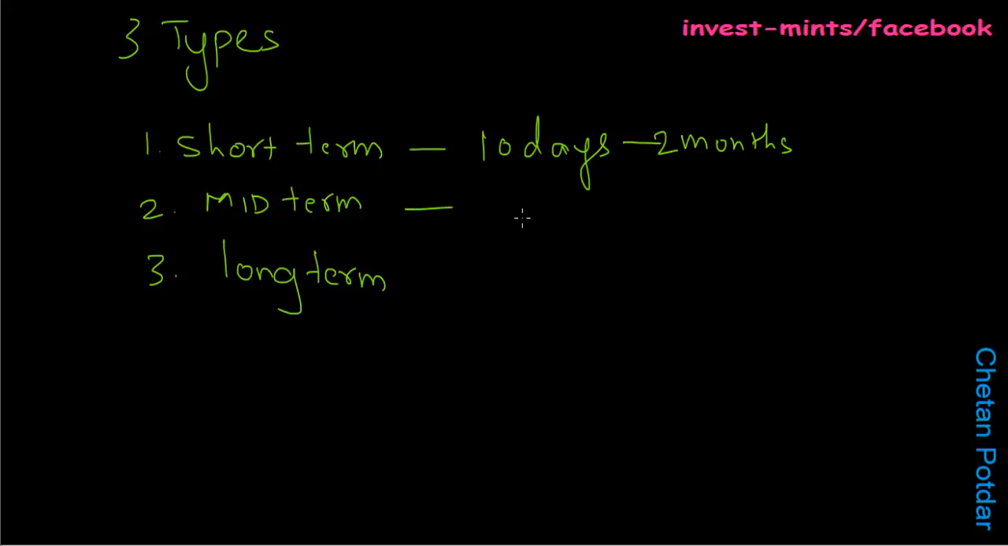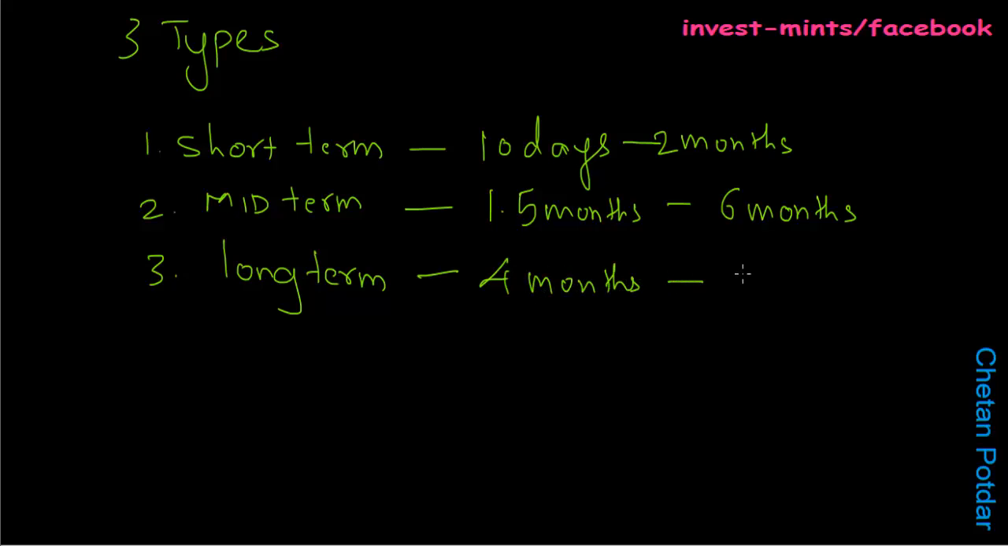A midterm trend would be anywhere between 1.5 months to about 6 months, and a long-term trend could be anywhere from 4 months to about 3 years. While I'm defining all three, this is for the current situation in the market, where markets are very volatile and super reactive because the information flow is faster, and hence we are looking at this kind of scenario.